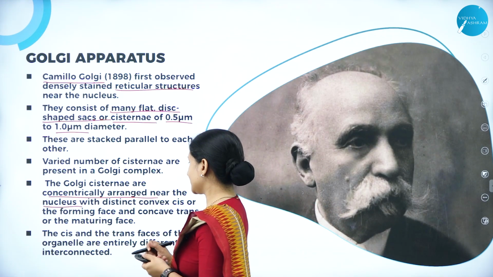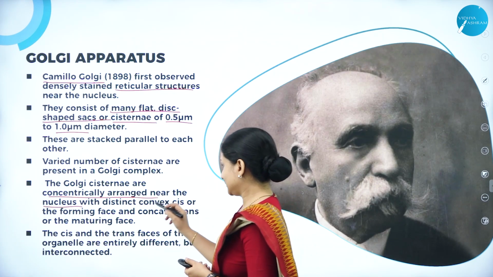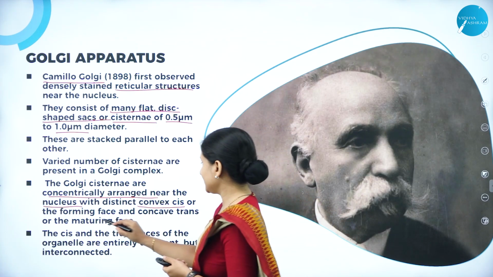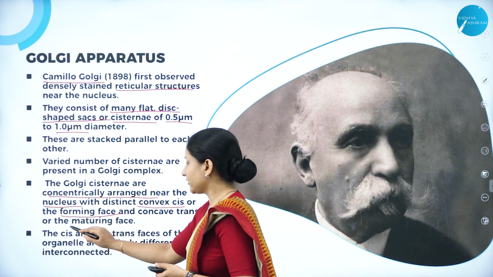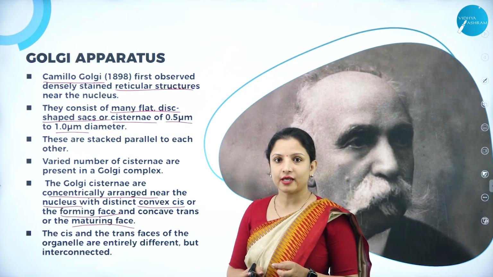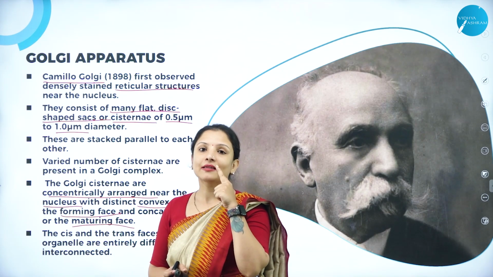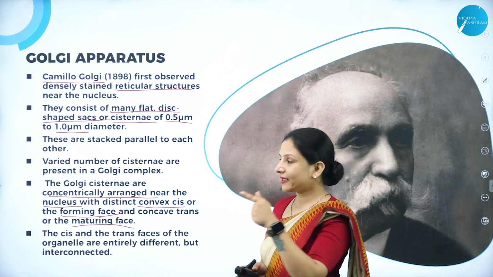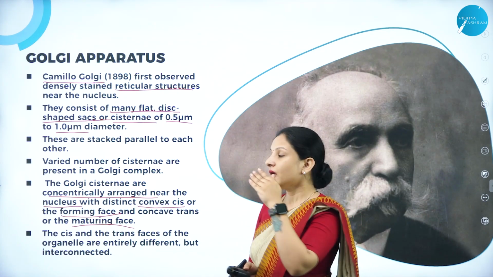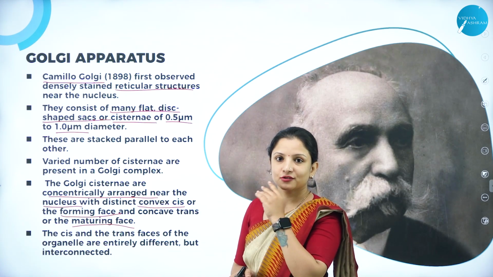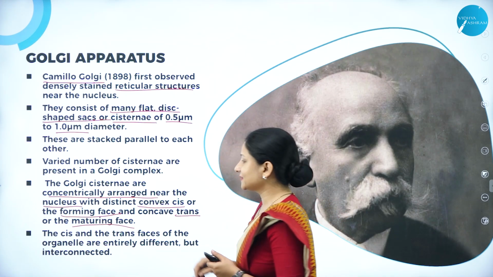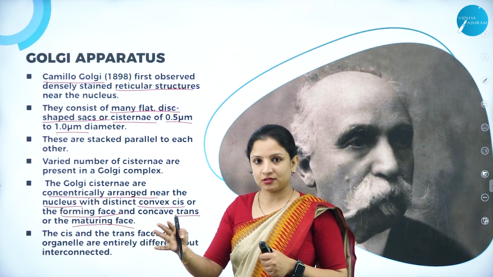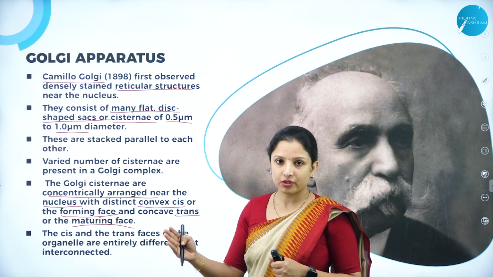The cis phase is called the convex cis or the forming phase. And the other one is the maturing phase. So what are the two phases in the Golgi apparatus? The forming phase and the maturing phase. The forming phase is also called cis phase and it is convex in nature. And the maturing phase is also called trans phase and it is concave in nature. So convex, cis, forming phase. Concave, trans, maturing phase. Okay.